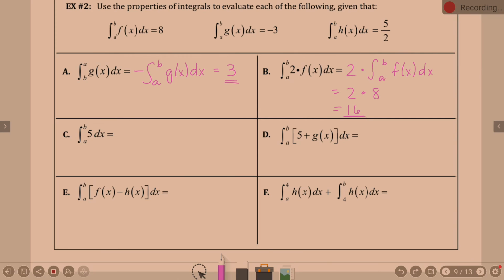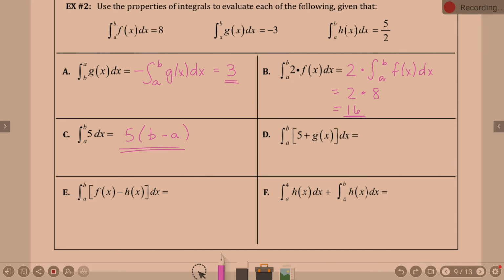Okay, C. Integral from a to b of 5 dx. This is property number 5. And notice, what do we have in the integral? A 5. Is there any x? There's a dx, and that's just saying with respect to x. But there's no variable. So this is just saying that you can take that constant and multiply by upper limit minus lower limit. So 5 times b minus a. That one came up a lot in homework.